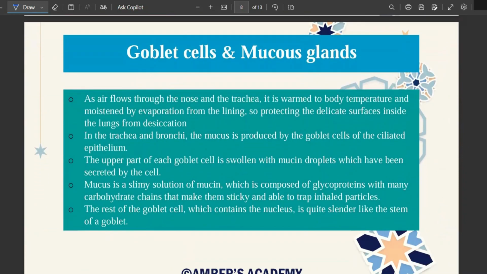All right. So let's take a 10 minute break and then we'll do goblet cells and mucus glands.